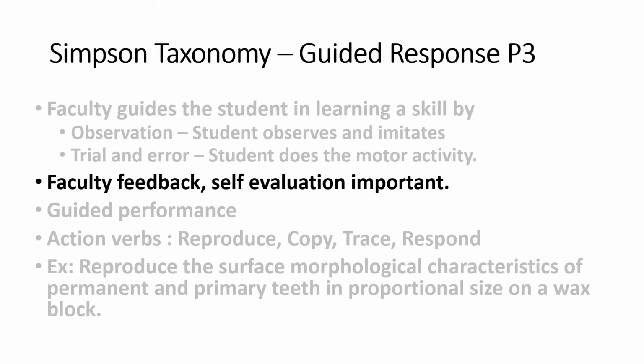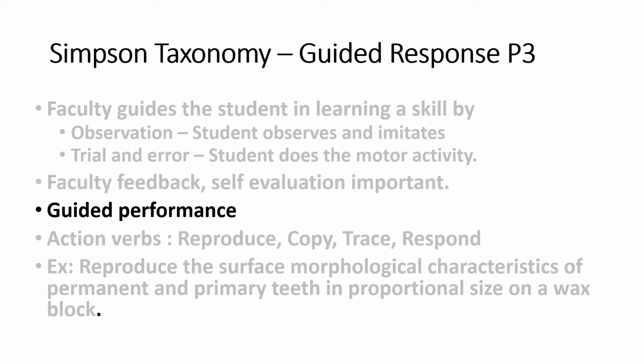Feedback on the activity from self and faculty is very important at this level of learning, so that proper guidance should be provided. In the trial and error phase, extrinsic feedback by the faculty and intrinsic feedback in the form of self-evaluation by the student is very important for the student to learn the skill or motor activity. The important concept is guided and not independent performance that occurs in this learning. This stage of learning is guided and not independent.